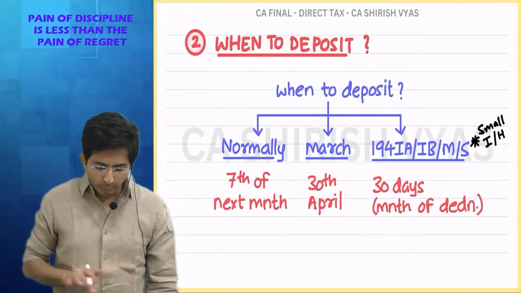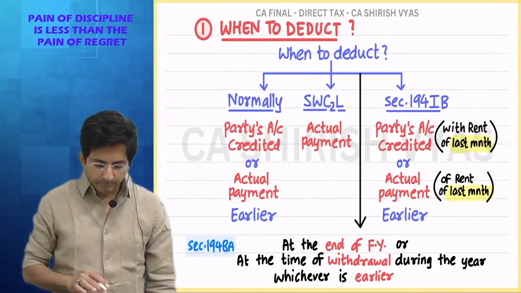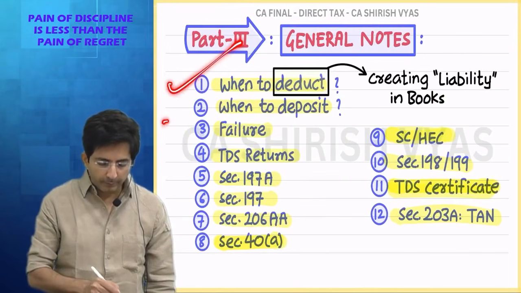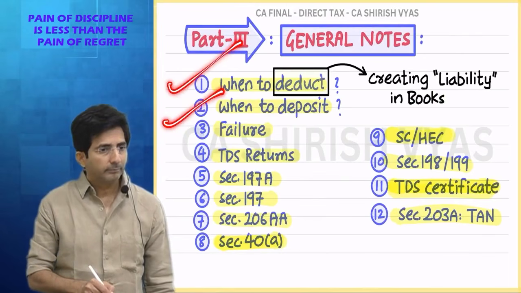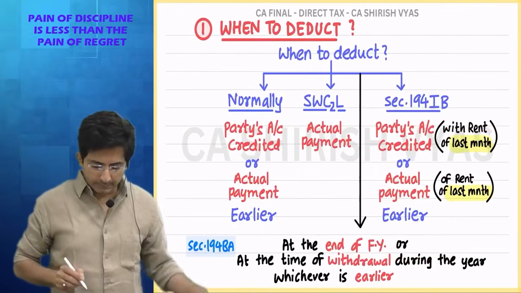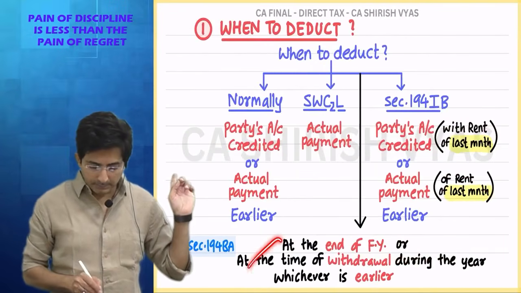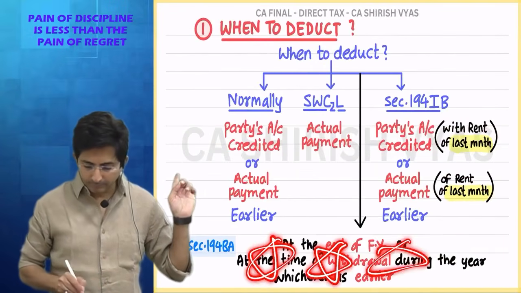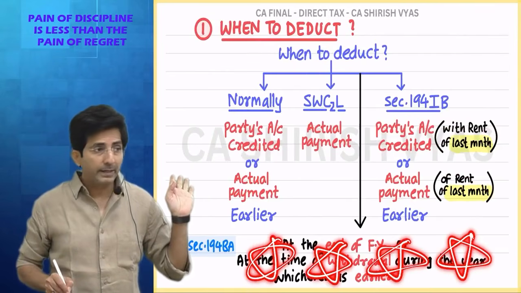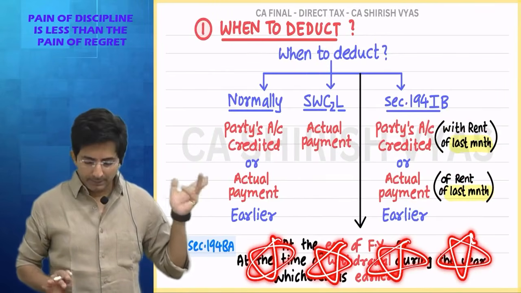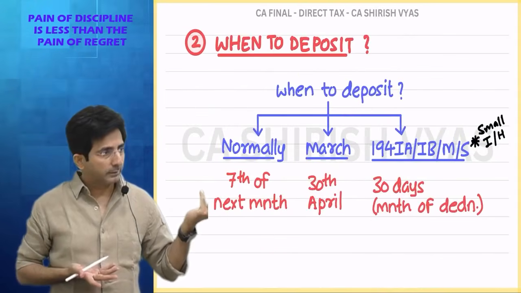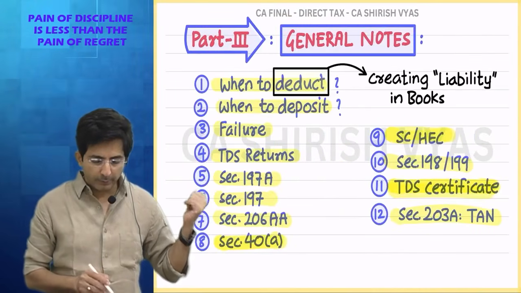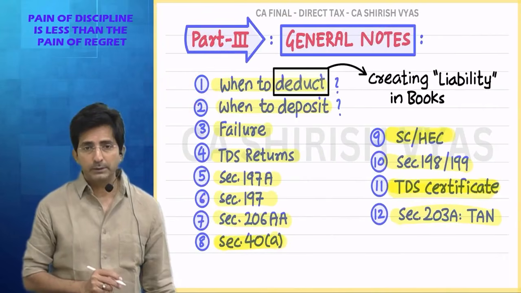So see, finally, what have we done? When to deduct and when to deposit is done. When to deduct, this is the summary. But this I took in more detail. OD, ODT, WACO-DT, okay. And then this also I have finished. So two points we have done: when to deduct TDS and when to deposit TDS.